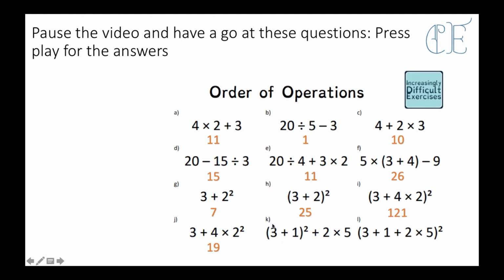3 plus 1, sorry, is in the brackets, which means you need to do it first, giving you 4. 4 squared is 16. And then this is also a times, so that would be 2 times 5 is 10. 16 add 10, 26. Okay, and then this one, 2 times 5 is 10. Plus 3 plus 1 is 4, so 14 squared is 196.